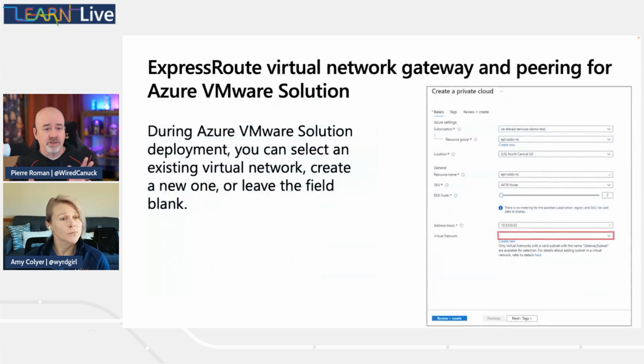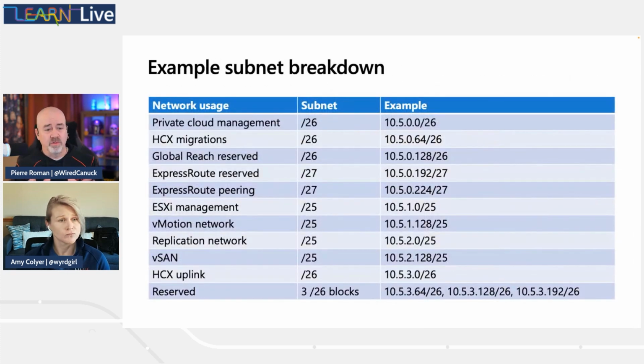So none of that actually applies to the actual VMs right now. This is to support the service itself, correct? Right. Yeah, this is just vMotion. It's all management subnets, your vSAN, your HCX. So none of this is for actual VMs yet.